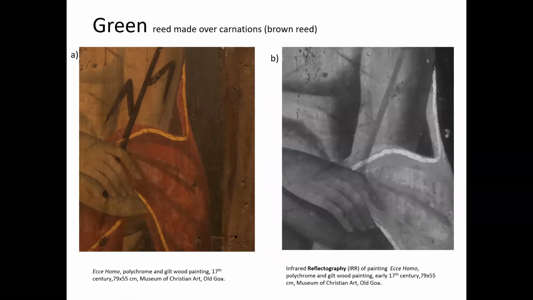If you see here, you cannot see the green, but the brown of the green; the green turned brown over the years. So this is noticeable in both Goan paintings, and is also perceived by ancient treatises like Theophilus or Cennini, that both claim that this verdigris is unstable and turns into brown. So it's a very well-known thing since antiquity.